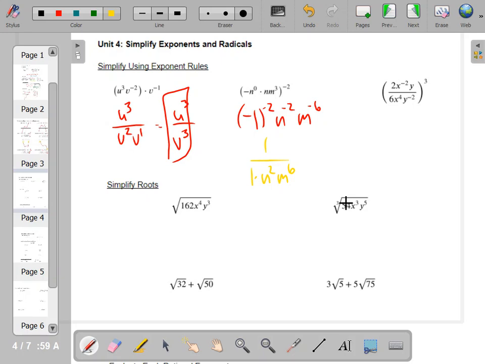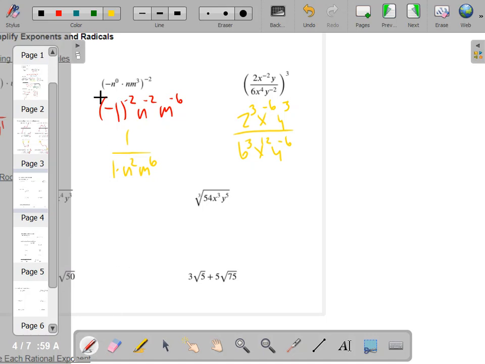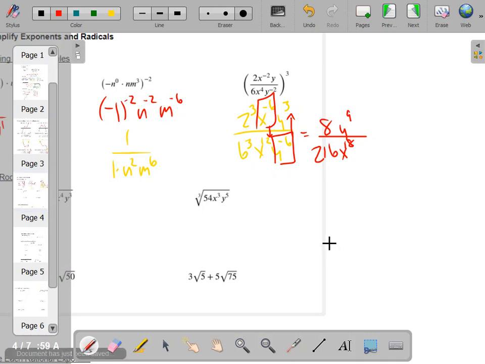Interesting. Okay. Here we're going to do 2 cubed x to the -6th, y to the 3rd, 6 cubed x to the 12th, y to the -6th. I'm multiplying all the exponents by 3. Now I'll simplify what I can. So I like to do this horizontally. 2 cubed is 8, 6 cubed is 216. X to the 6th, these are going to go to the bottom, and there's already 12 of them down there, so now that's x to the 18th in the bottom. And these are going to the top, there's already 3 of them up there, so y to the 9th. So 8y to the 9th over 216, x to the 18th.